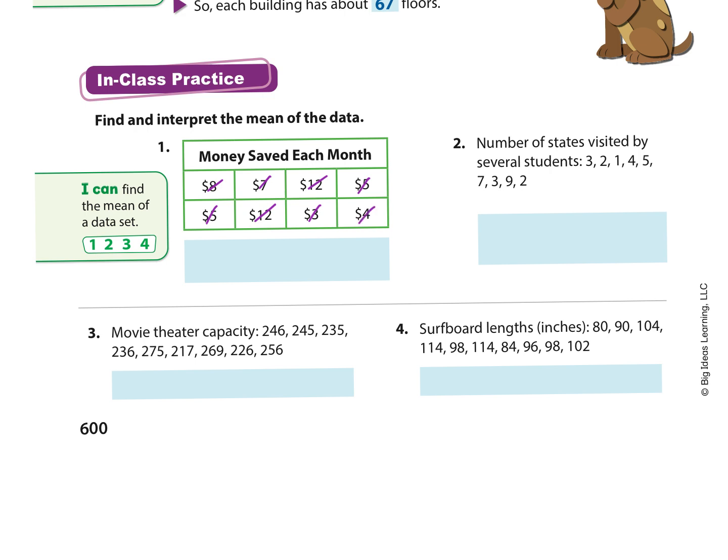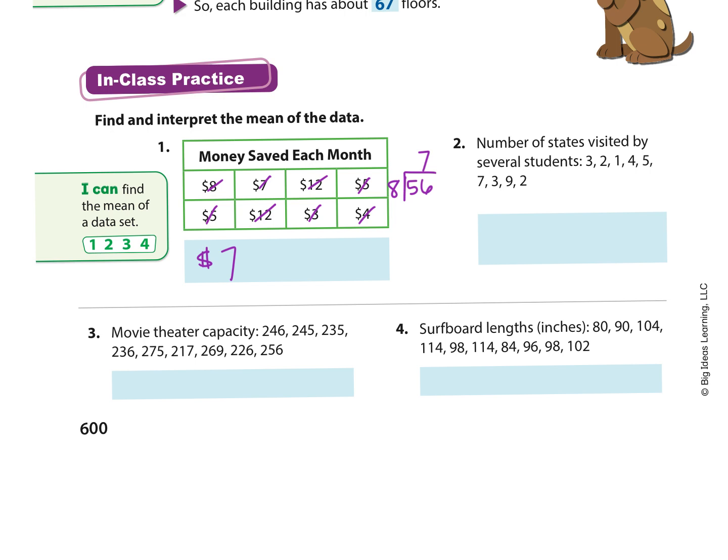Plus 4 is $56. Now I've got to divide 56 by how many pieces of data? 8. 56 divided by 8 is? 7. So the average, or the mean, is $7.